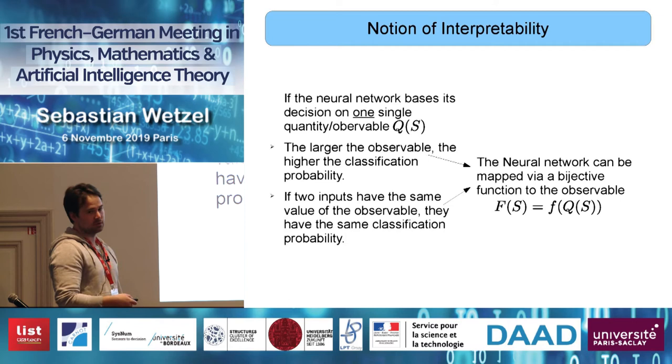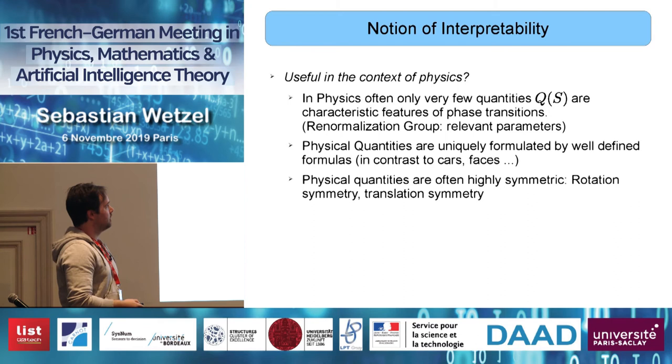This means that there exists a bijective function with which you can map the neural network output to this observable. So capital F is the function applied to a spin or a physical Monte Carlo configuration, and the small f is the function that gives you this bijective mapping. Q is the observable evaluated on the spin configuration S. Why is this useful?